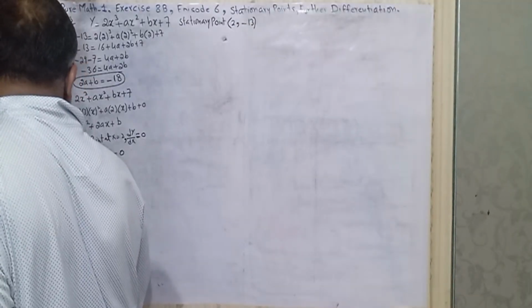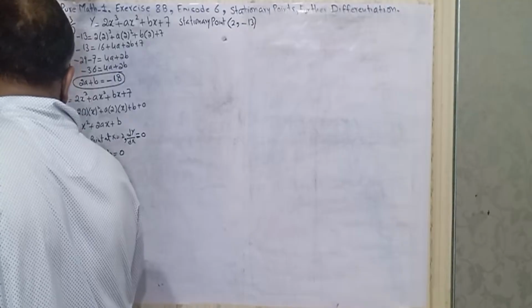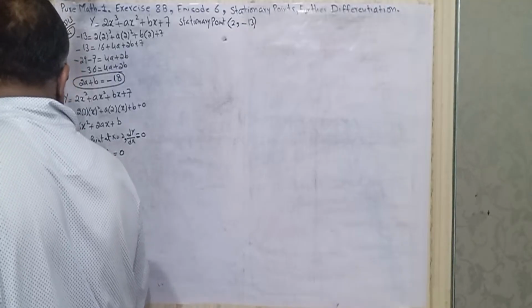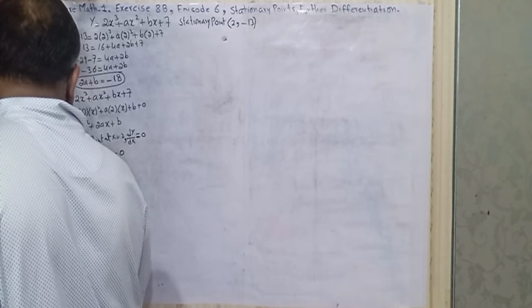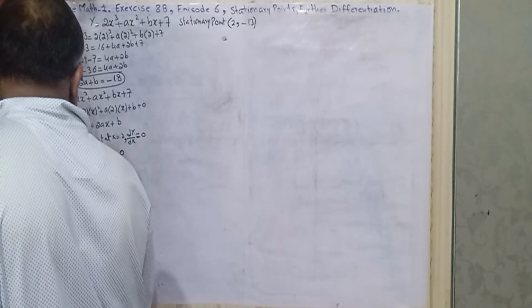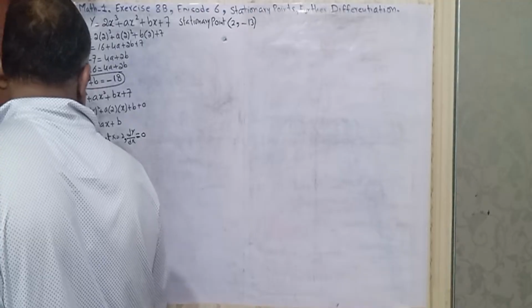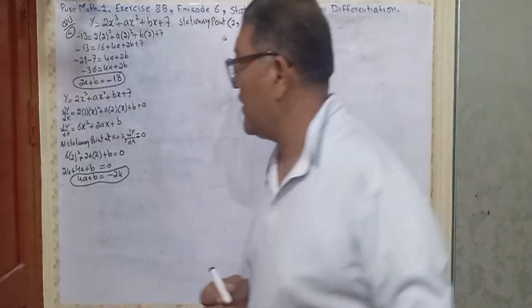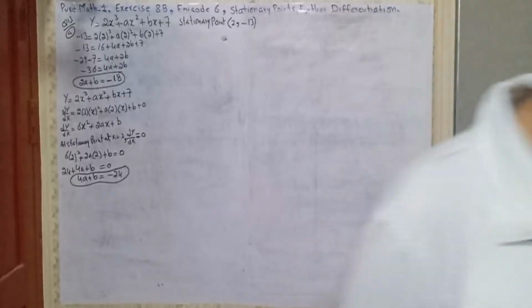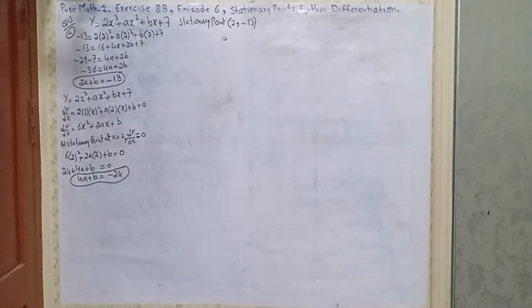So you will have 4a plus b, and 6 times 4 is 24, equals 0. So 4a plus b equals -24. This is my second equation. So now you can see that we have two equations in a and b, and we can solve them simultaneously.